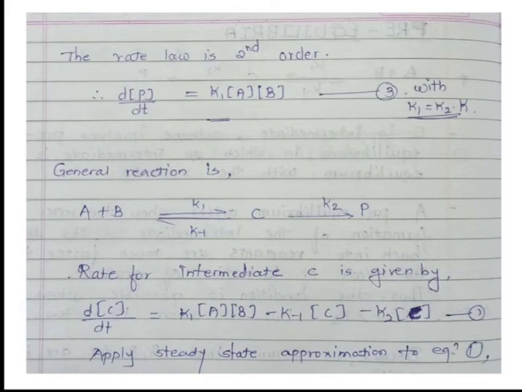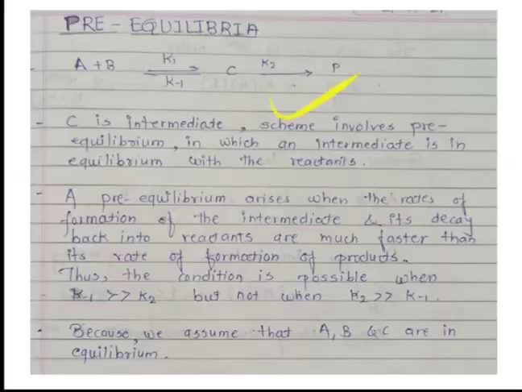So see, consider a general reaction. The initial reaction I have written here as it is. A plus B gives C with rate K1, then there is a backward reaction with rate K minus 1. C gives product with rate K2. This is our initial reaction which we have taken here.